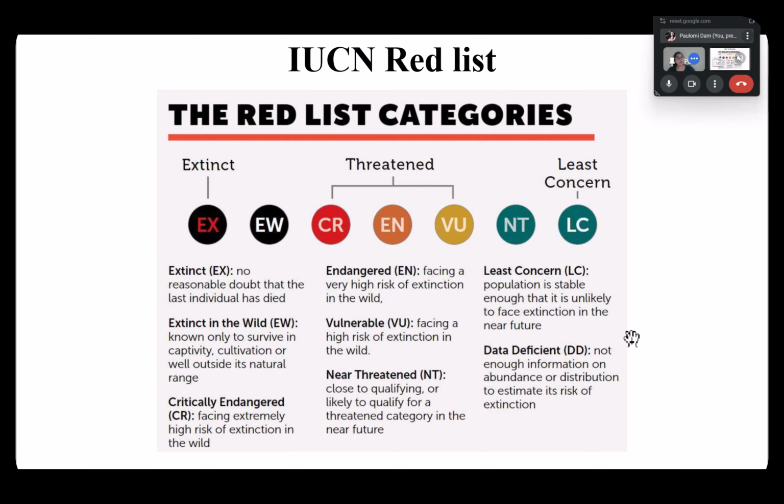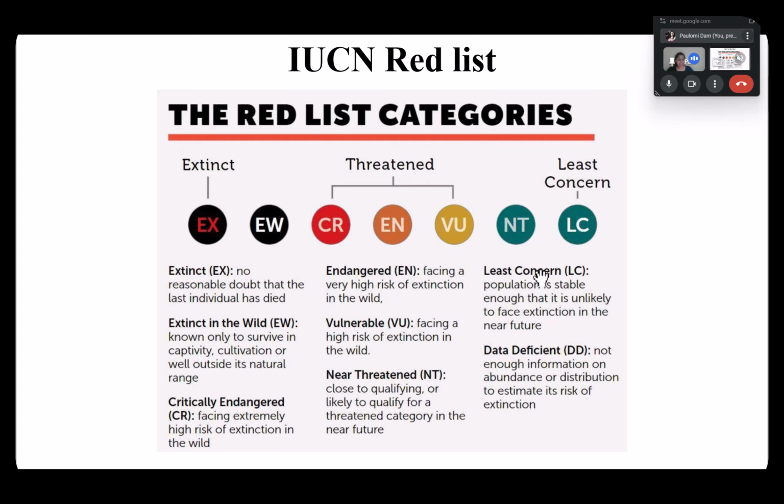So the first one here is least concern, but there's a classification before that, which is data deficient. Now, data deficient are animals for whom you do not have enough information on the abundance or distribution to estimate its risk of extinction. You don't have information on them. So those animals are data deficient and you cannot do anything about them.